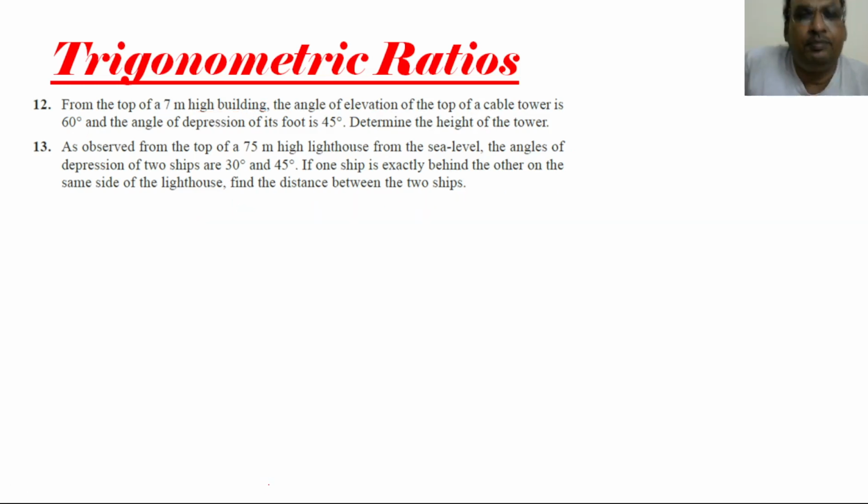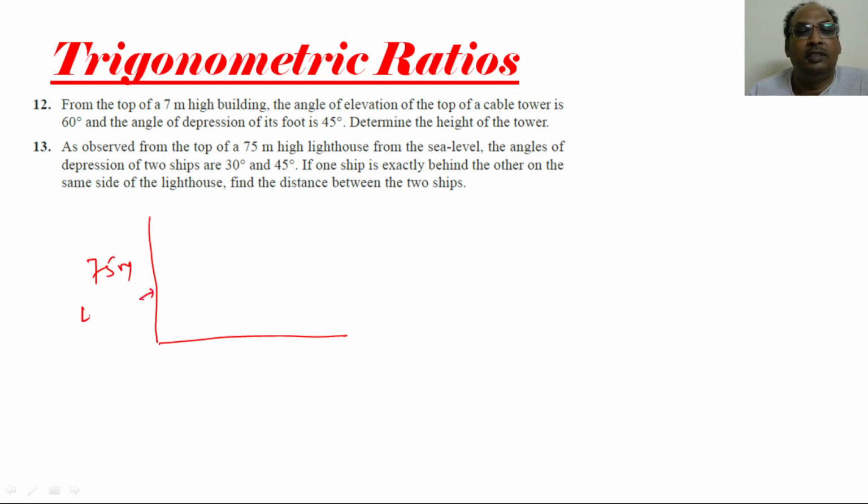Question number 13. As observed from the top of a 75-meter high lighthouse from the sea level. So suppose this is the sea level and this is the 75-meter lighthouse. So as observed from the top of a 75-meter high lighthouse from the sea level, the angles of depression of two ships.